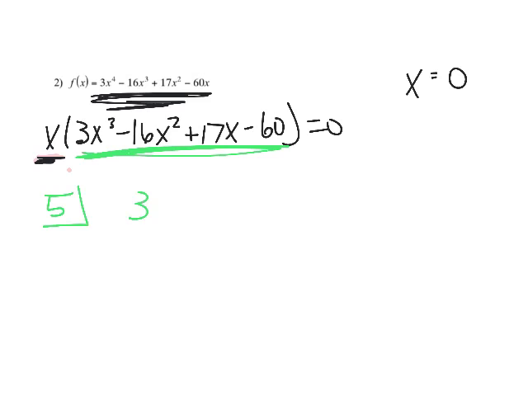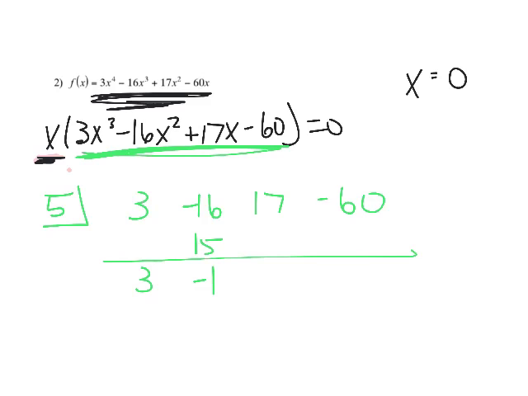So it's 3, a negative 16, a positive 17, and a negative 60. Bring your 3 down. 5 times 3 is 15. Negative 16 plus 15 is a negative 1. 5 times a negative 1 is a negative 5. 17 plus a negative 5 is 12. And then 5 times 12 is a positive 60, and you get a 0 there. That's good. That's exactly what we wanted.